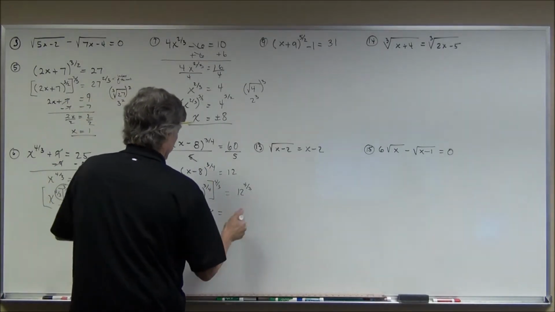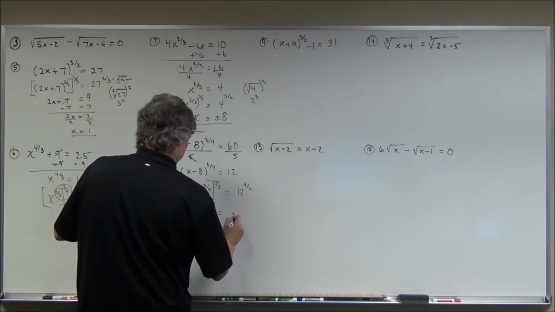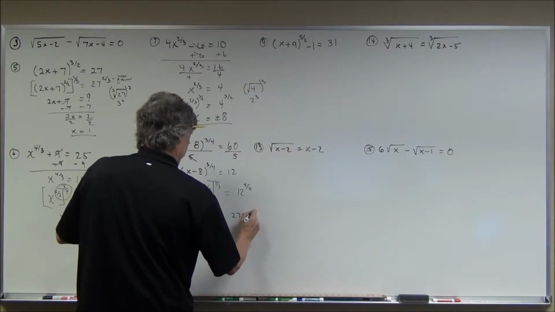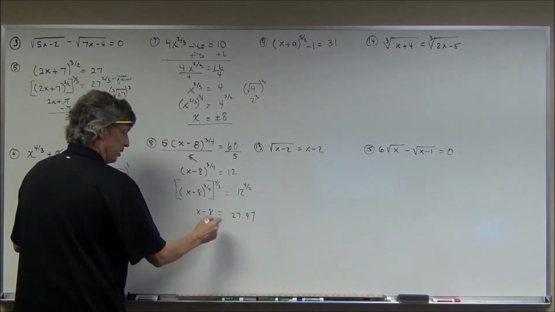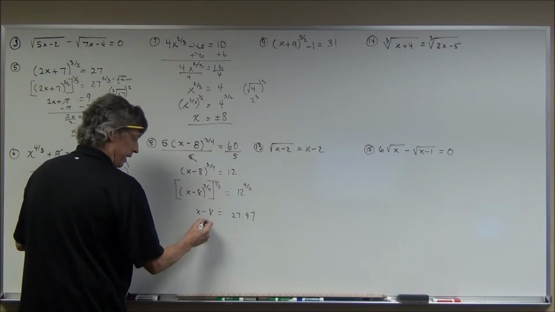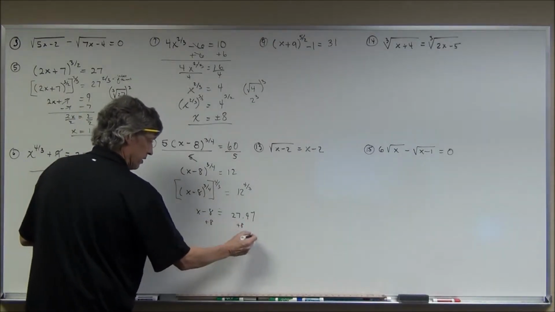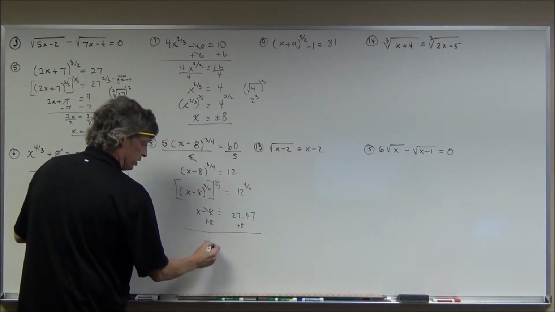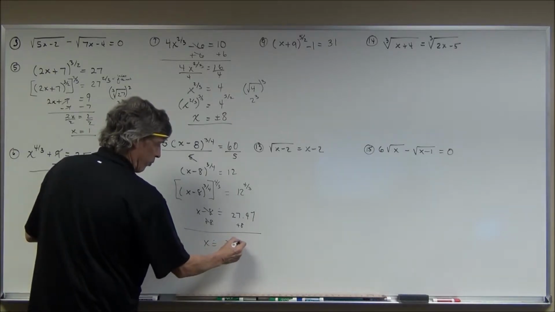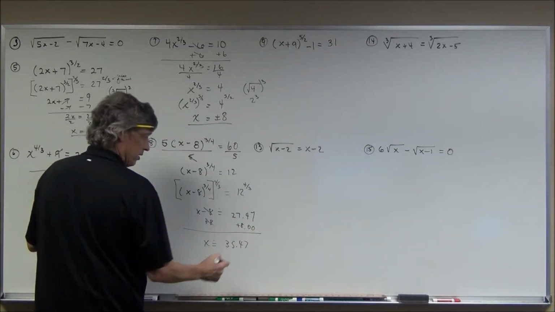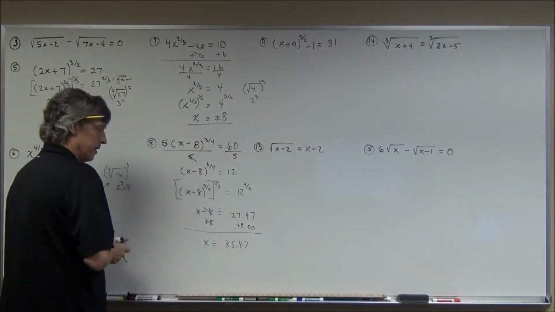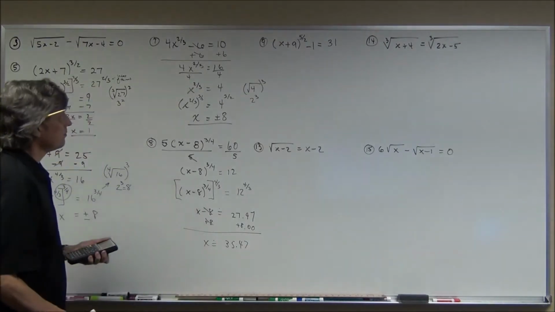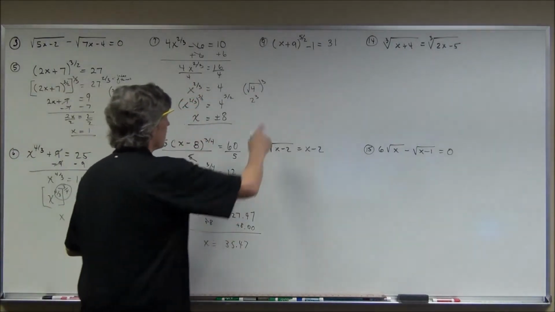If I can get my marker out, I get 27.47. And then I'm going to add 8 to both sides. It's approximate now. I'm going to add 8 to both sides. And I have x is approximately 35.47. I'm adding the 8 to it. Okay? There's that answer. Let's jump up here to problem number 9.